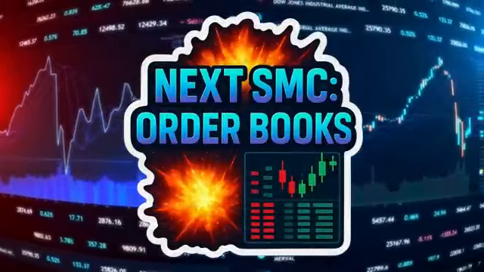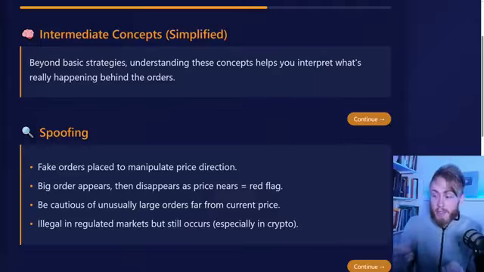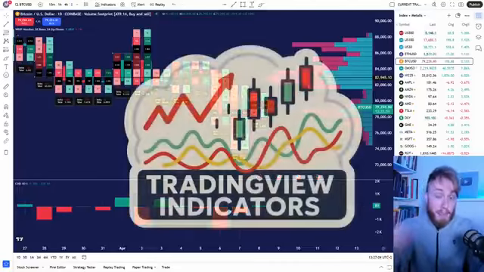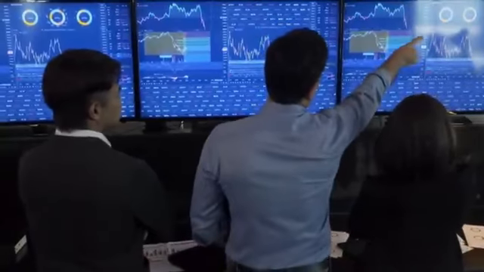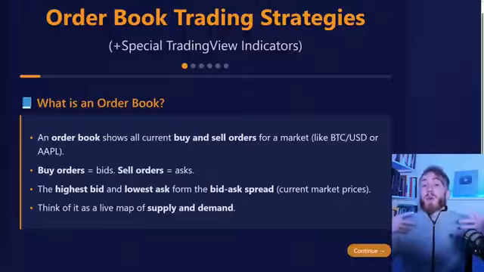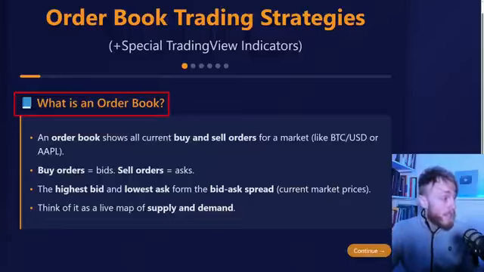So what exactly is an order book, and how are professional traders using it to predict price movements? And even more importantly, how can you use these special TradingView indicators to look out for the same signals the pros are seeing? That's exactly what we're gonna talk about in today's video. But alright, so the very first thing we need to take a look at is, of course, what is an order book in the first place?